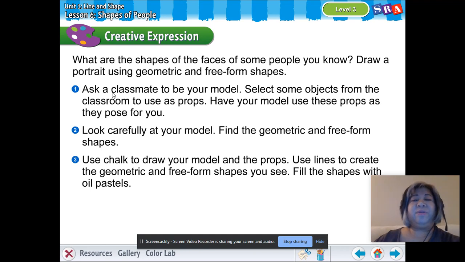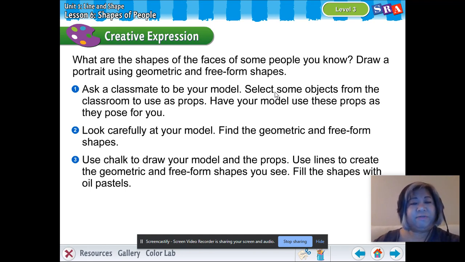Ask someone in your house. If we were in a class, we would use a classmate. If you're in your house, ask Mama if you can draw a picture of her. If you don't have anybody at all, you can always look in the mirror and draw a picture of yourself. Select some objects to use as props to put behind you so you don't have just a plain wall behind you. Have your model use these props, and they can pose and hold things, kind of like the blue boy.